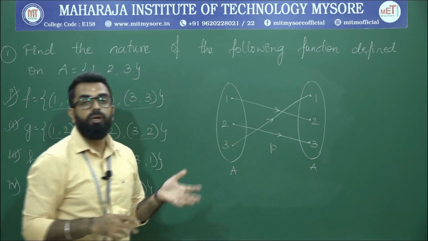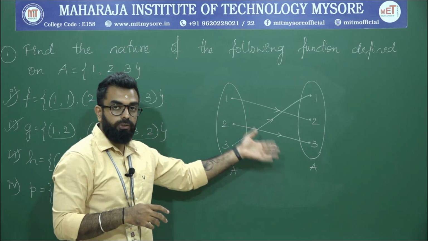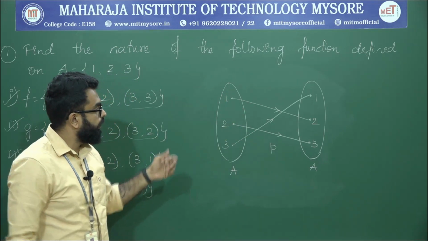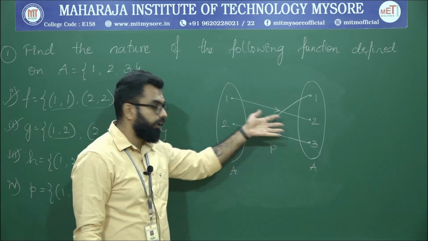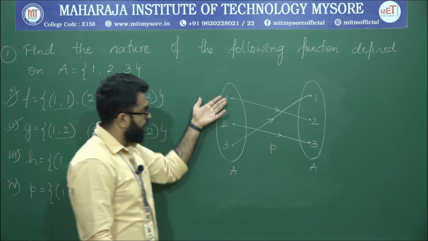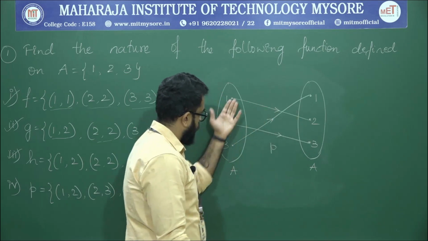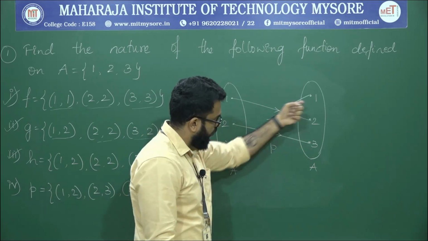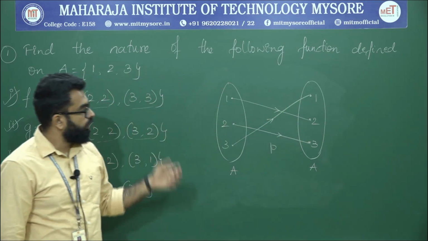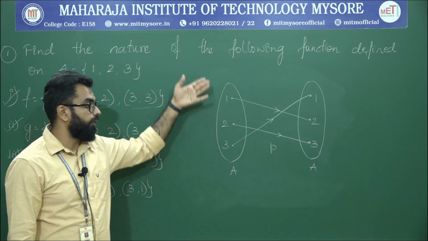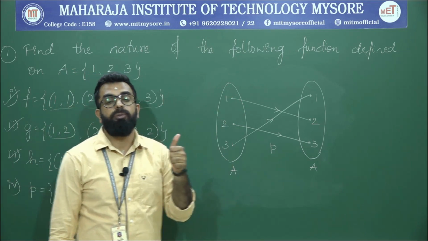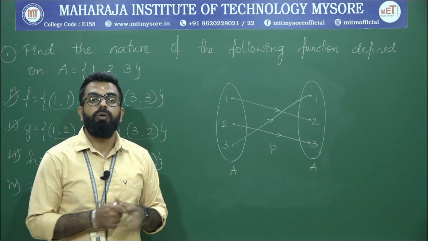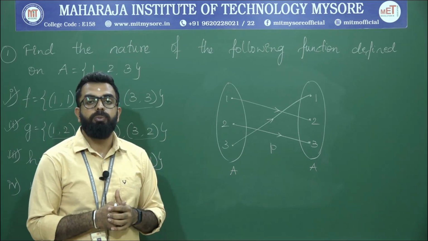And what about the 1 to 1 function? So this can be onto. We will check for 1 to 1 also. 1 to 1 says that every element of A should have unique images. Is that the case? 1 has a unique image, 2 has a unique image, and 3 also has a unique image. So this can be 1 to 1 as well as onto. When a function is an onto function as well as a 1 to 1 function, it is a 1 to 1 correspondence.